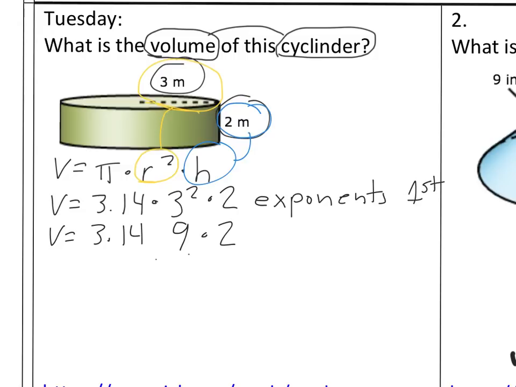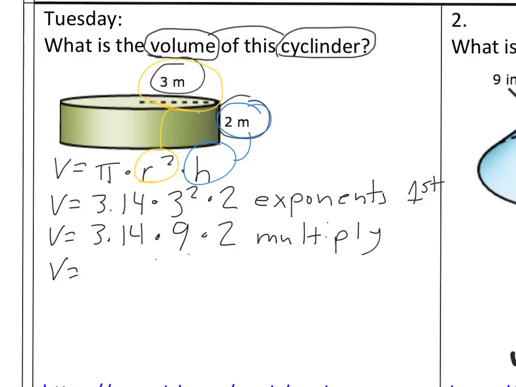Okay, so we did the exponents. Yeah, we need a multiplication sign there between the pi and the 9. Alright. And our next step is to multiply. Now you're probably wondering, oh man, Mr. Painter, I really just don't want to multiply the 3.14 times 9 times 2. It is okay to use a calculator this year and work these out. So again, you may use a calculator and work it out.